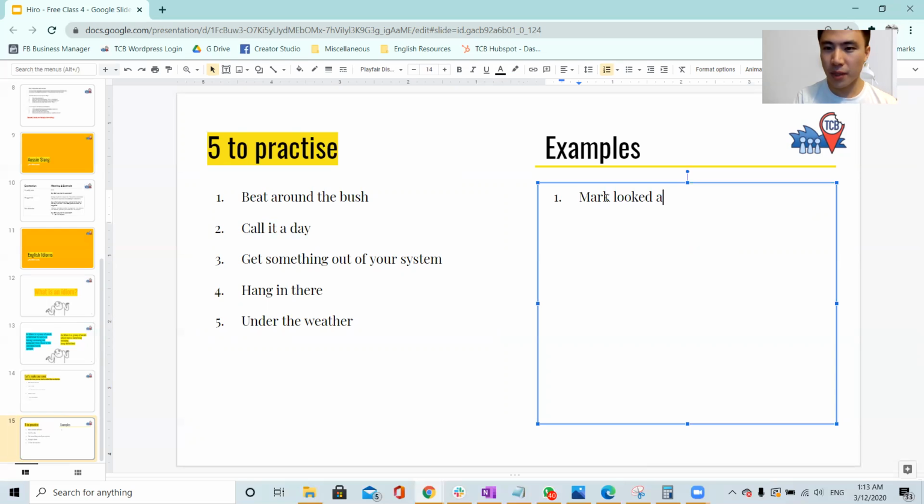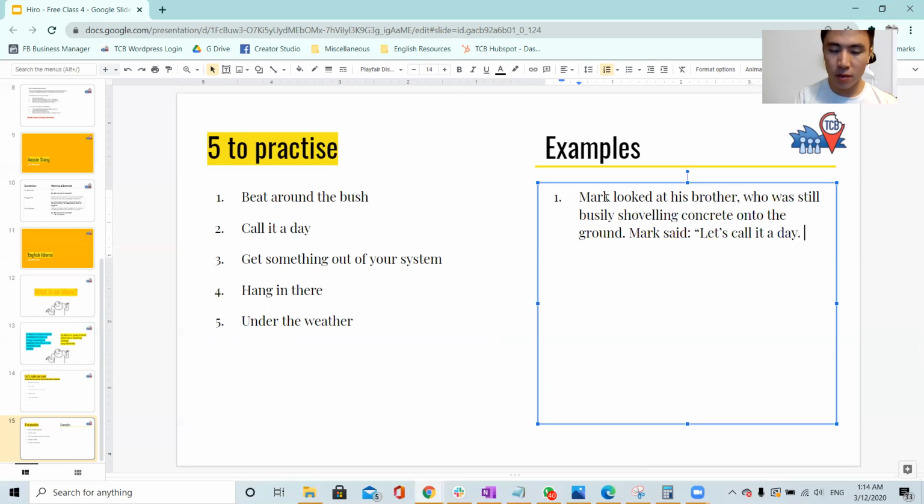Mark looked at his brother, who was still busily shoveling concrete onto the ground. Mark said, "Let's call it a day. We can finish this job tomorrow." Okay. And now I will delete this.